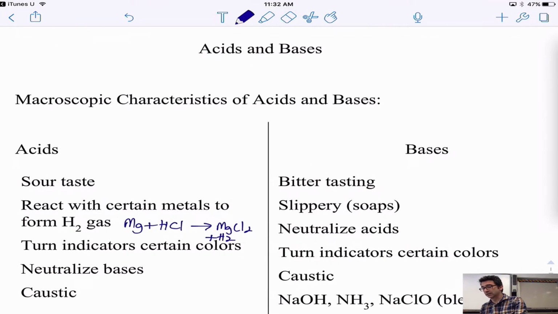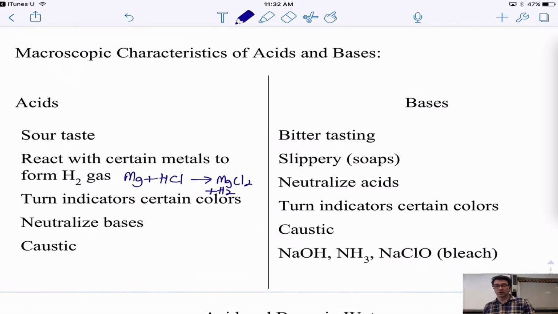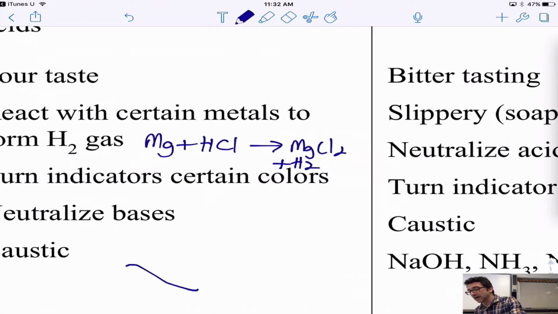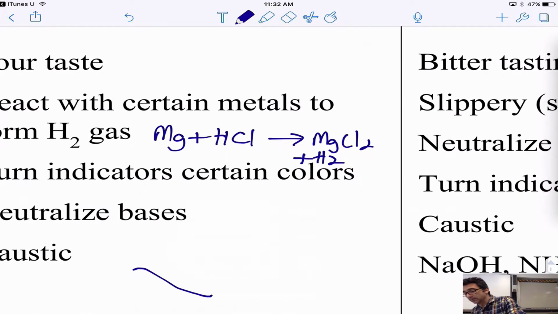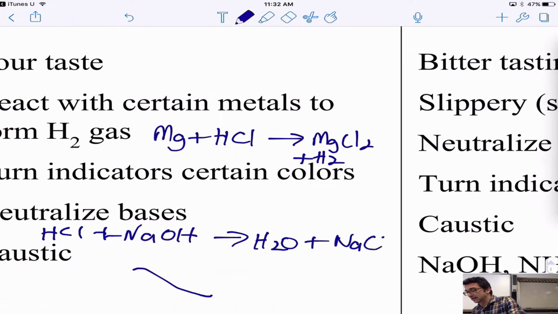Some other properties here, the acids turn indicators colors. We'll talk more about indicators later on, but some of them you already know. The big one that you know that's used all the time is phenolphthalein. Acids can also neutralize bases, and so the reaction for neutralization, which again we'll spend a lot of time doing, would be something like acid, like HCl, plus base, NaOH, yields water, H2O, plus a salt, NaCl.